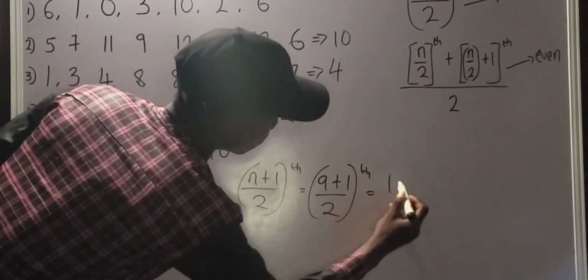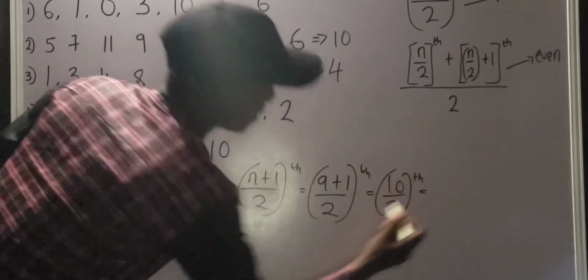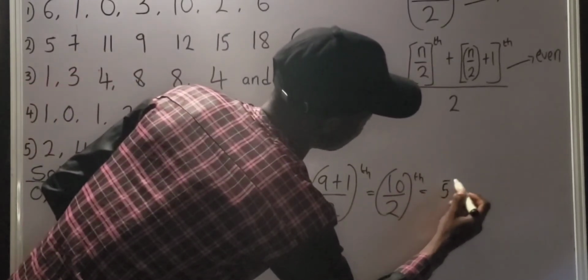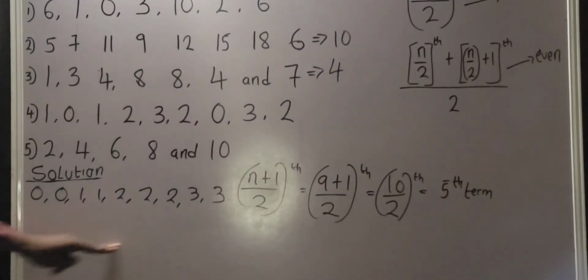9 plus 1 is 10. So I'm going to have 10 over 2. 10 over 2 is what? 5. So the fifth term among my data set will be the median term.